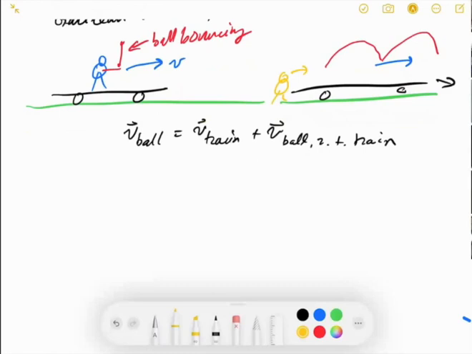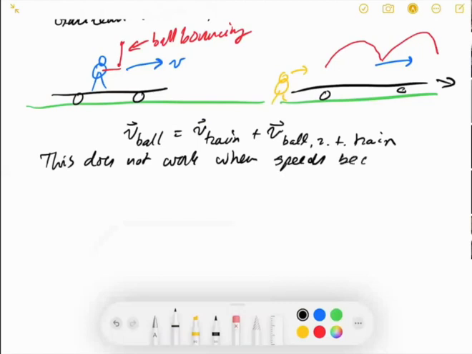when speeds are high. So famously, this does not work when speeds become comparable to the speed of light. Okay, so what do I mean?